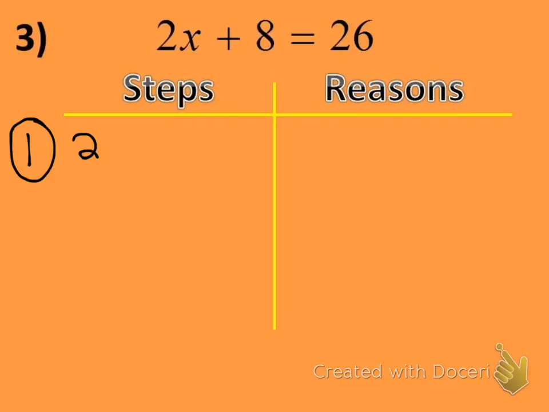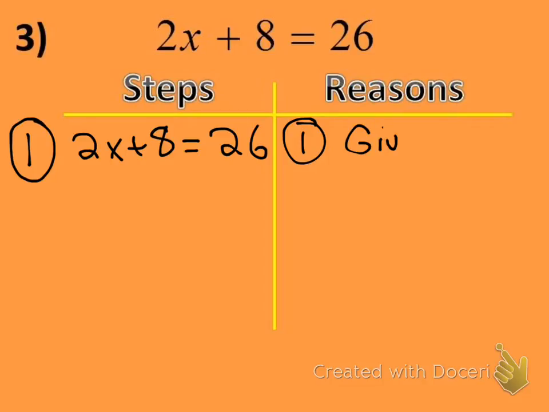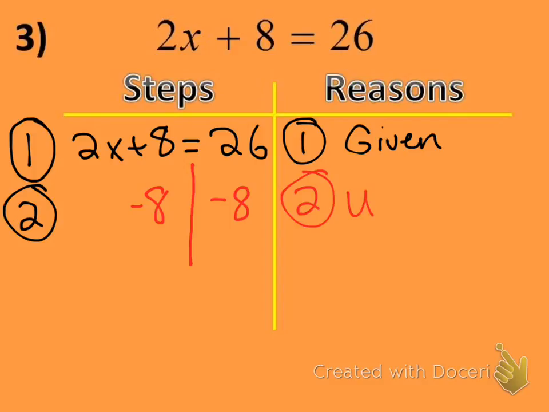All right. First step, we're just going to write out the problem. I know that that is the problem I'm working with because it was given. Yes. What is the first thing I'm going to do now? Subtract 8. I'm going to subtract 8 from both sides. Good. Why am I subtracting 8? Undo addition. Yeah, we're going to undo the plus 8. That's why we're subtracting.